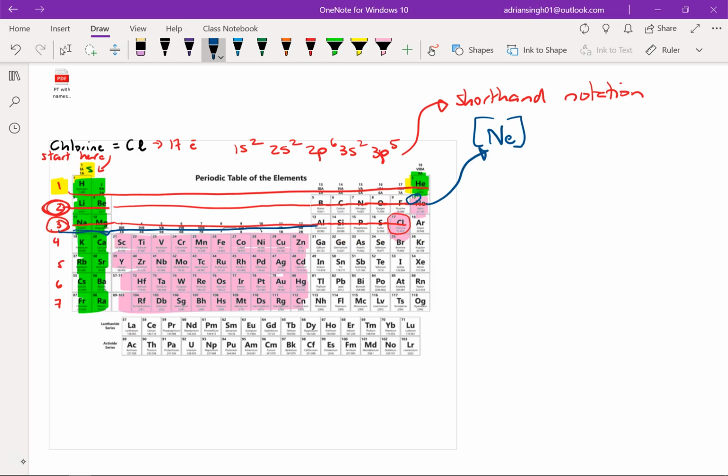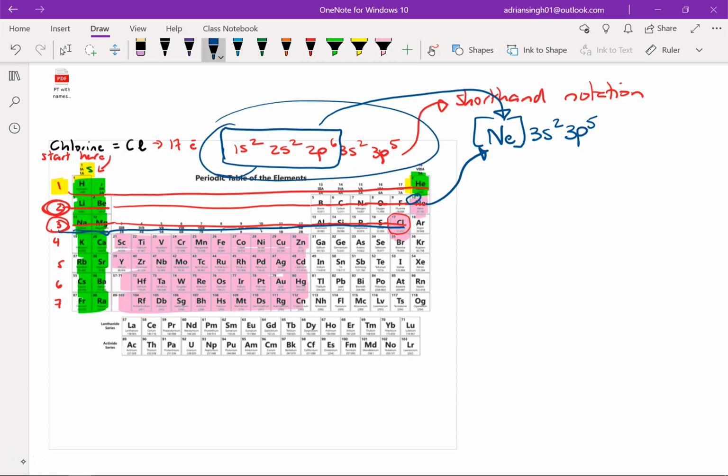So 3s2 and then 3p5 would be the shorthand notation for chlorine, right? Putting neon in square brackets actually takes care of all of these 10 electrons, so you don't have to write it out. That's a shortcut. It's a shorthand notation. And if it's not specified in the question, when you write your electron configurations, if it doesn't specify shorthand or complete, you can use whichever one you're comfortable with. But if it says complete, then you have to start with the 1s2 and work your way across. If it says shorthand, then you use the group 8 element in square brackets.